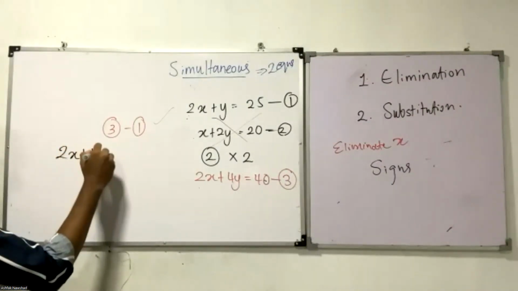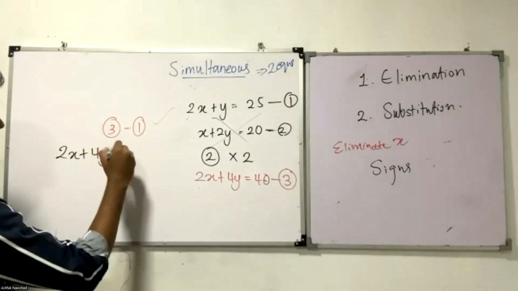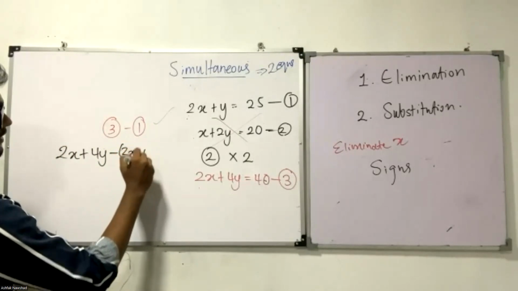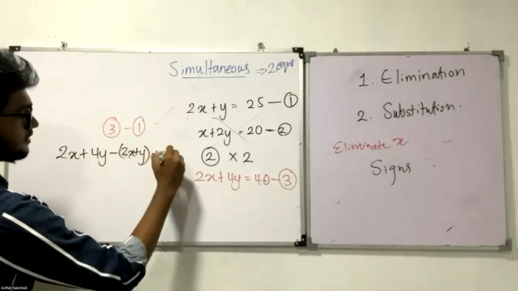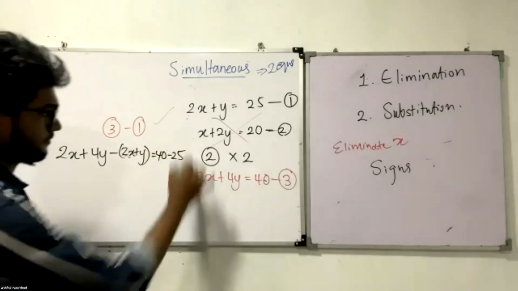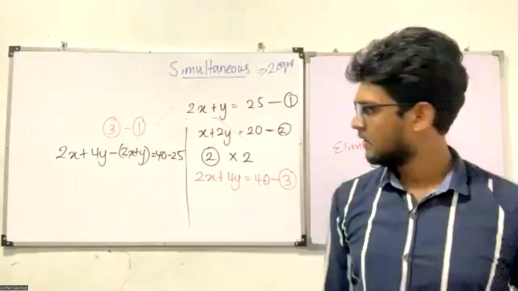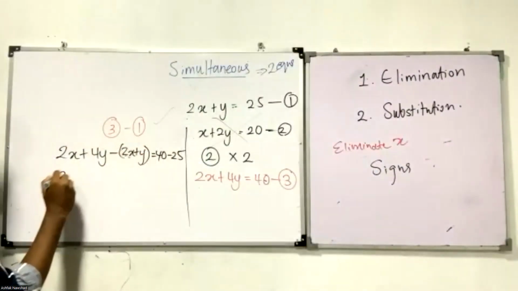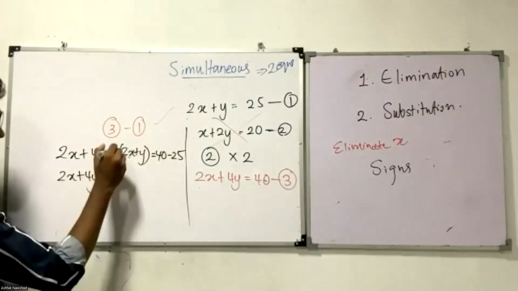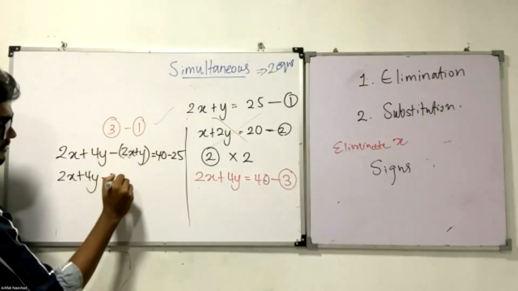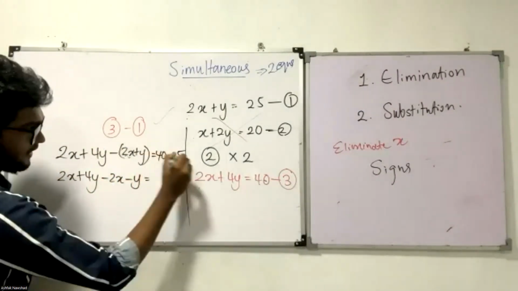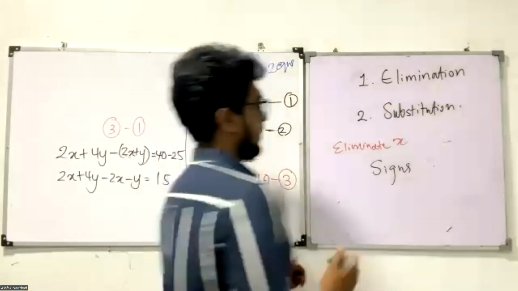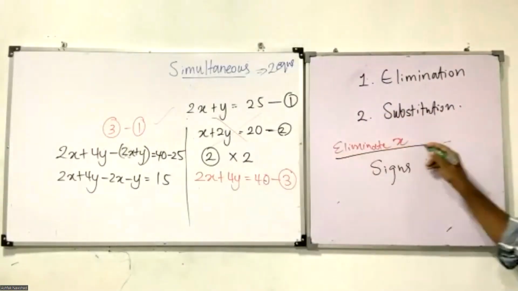2x plus 4y minus 2x plus y is equal to 40 minus 25. Now, there's a subtraction mark, so you must definitely put a bracket. 2x plus 4y, the minus gets distributed. Minus 2x minus y. 40 minus 25. What is 40 minus 25? 15. See, I chose to eliminate x.